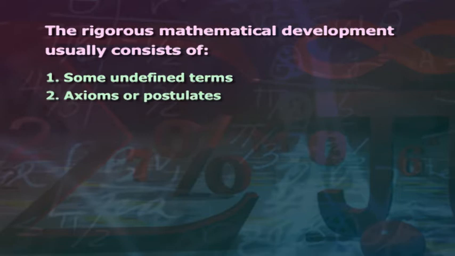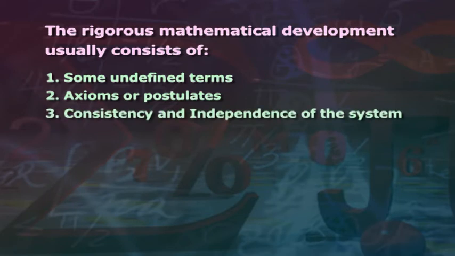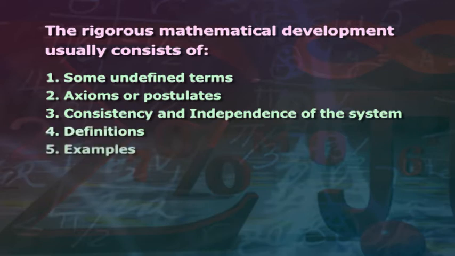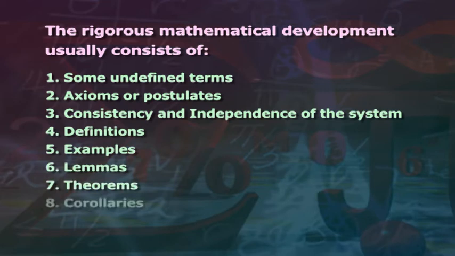Though the so-called useful mathematics is created out of practical needs, its solid foundation rests on the logical axiomatic development of the subject. The classic example is the Euclidean geometry that we all study in our schools. The rigorous mathematical development usually consists of some undefined terms, axioms or postulates, consistency and independence of the system, definitions, examples, lemmas, theorems, corollaries, and lastly applications.